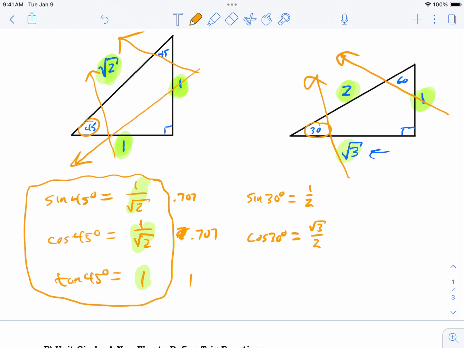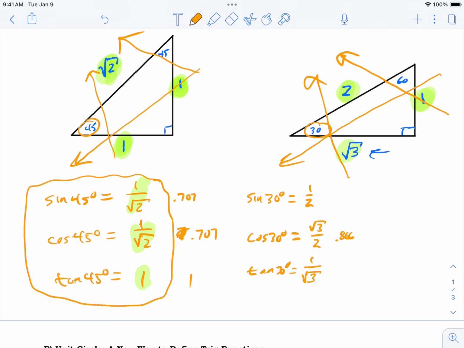Your calculator would say about 0.866 or something, okay? But the exact value is root 3 over 2. And the tangent of 30 degrees, well, opposite over adjacent like this, we're talking 1 over the square root of 3.